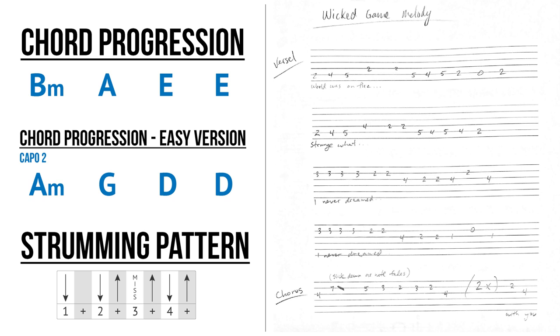So here's everything you need to know for this tune. The chord progression, it's obvious, it's just the same thing over and over. We have the chord progression for the regular version and the chord progression for the easy version where you have to have a capo on the second fret. Then it's the same strumming pattern for both.